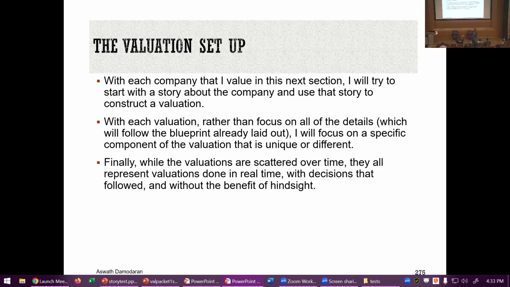I'm going to tell you the story for each of these companies. I'm going to tell you why I picked the inputs that I did, how the story connects to inputs. And they're scattered over time. There are some valuations that go back 20 years, some that go back 2 years, some are more recent. So you're going to see me change over time, the macro environment.